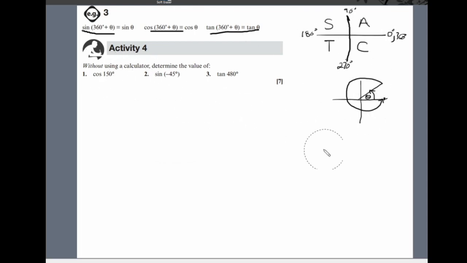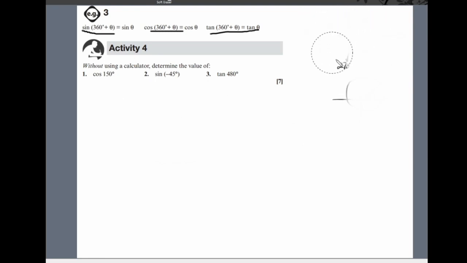Let us do this activity. Okay, so this is an intro to trigonometry, so these questions should be fairly straightforward. If you are struggling, pay some attention, okay, and see how I solve, right? So question one: without using a calculator, determine the value of these trigonometric ratios.